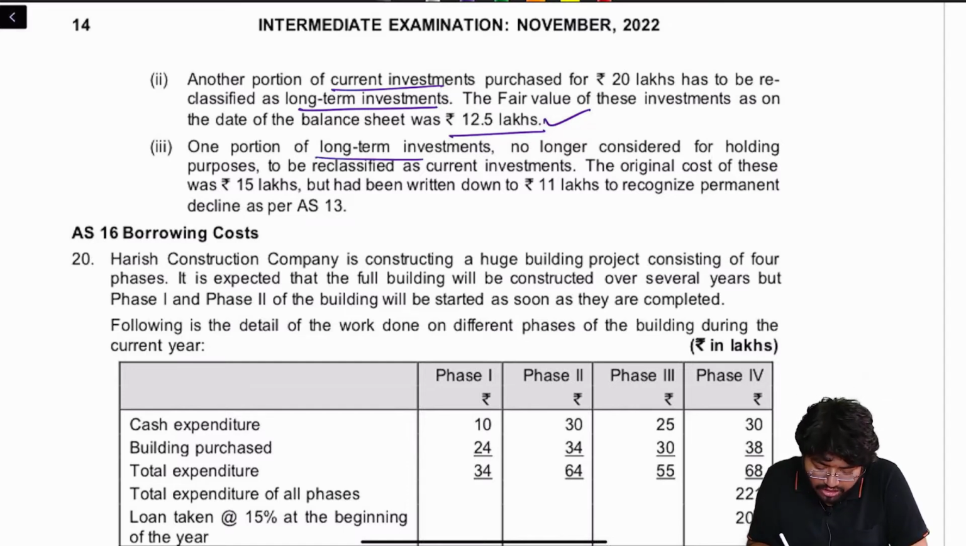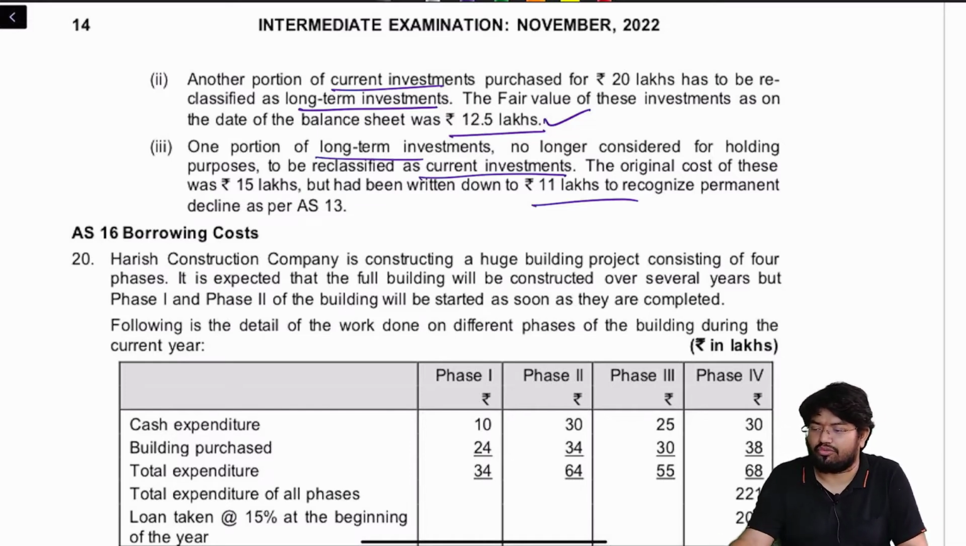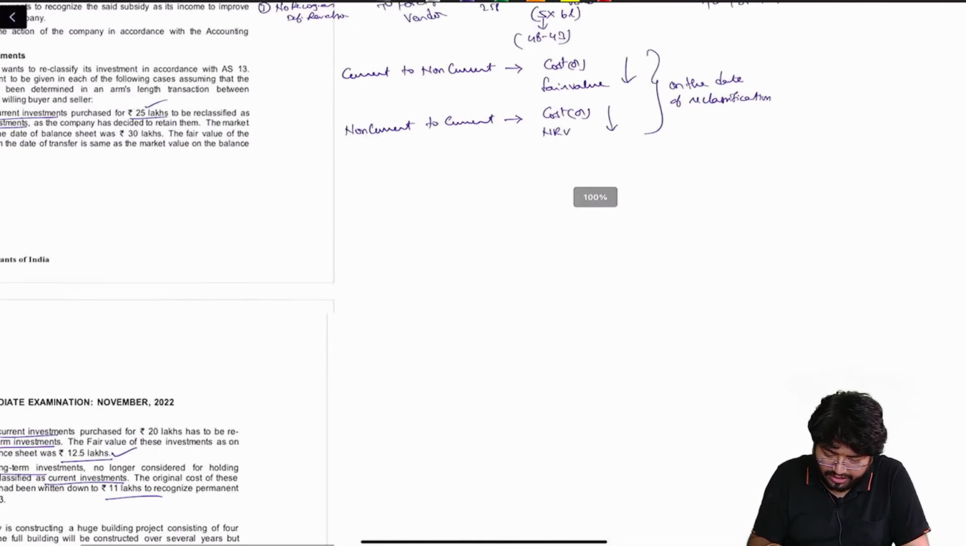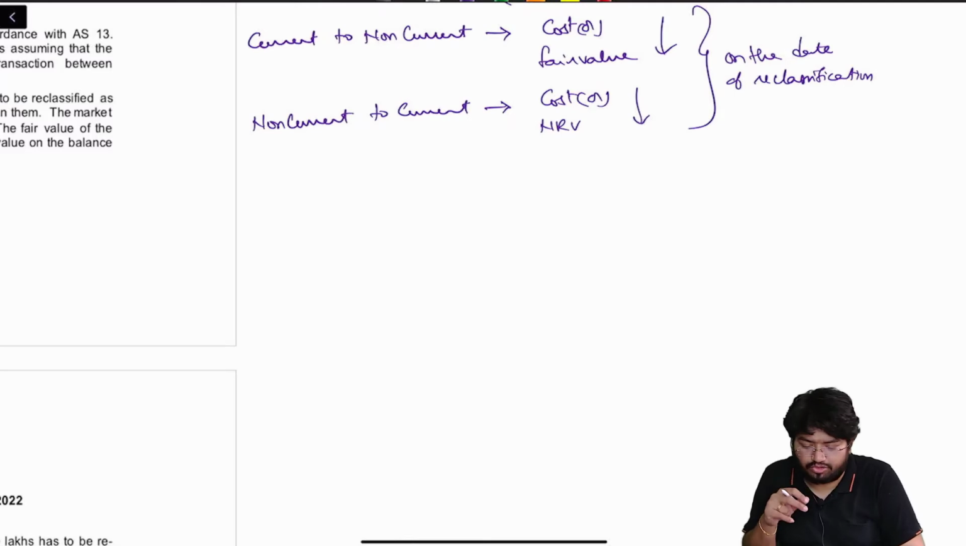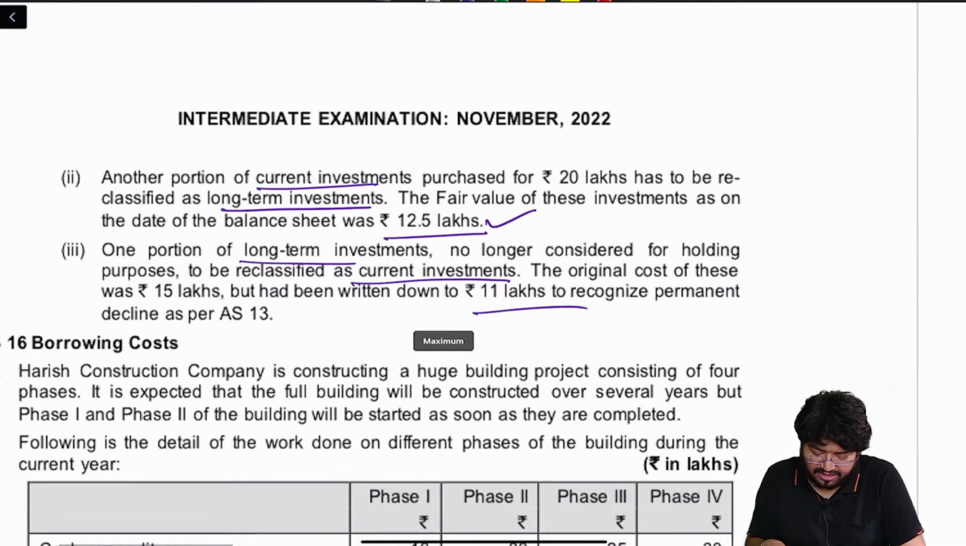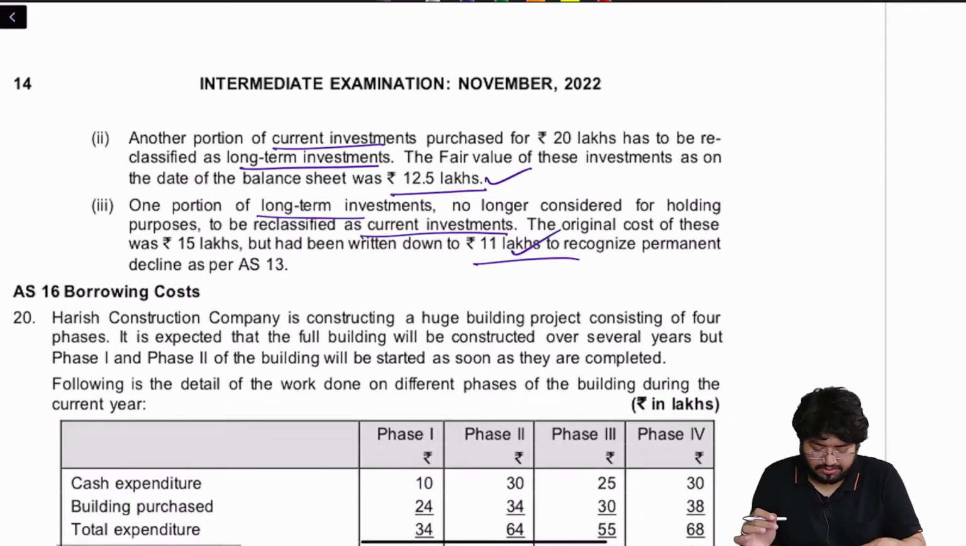Okay. Next, one portion of long-term investment no longer considered for holding purpose is to be reclassified as current. That means from long term you are moving it to current. The original cost is 15, but the written down value is 11 lakhs to recognize permanent decline. Now what would you do? In this case he did not tell you, from non-current to current, what you are supposed to look at: cost and NRV. I think he has given you NRV, no? There is a fall in value other than temporary. So it is because of the permanent fall in value that he has written it down to 11 lakhs. So you are supposed to consider 11 lakhs only. Okay. So this is with respect to this particular part of the question.